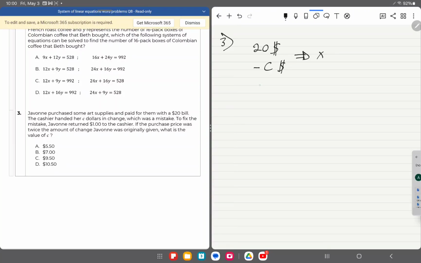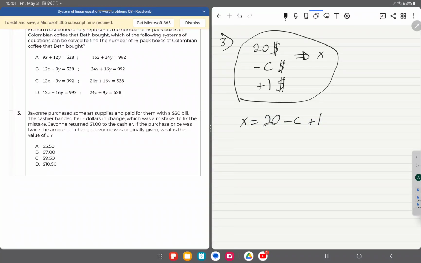But to fix the mistake, Jovan returned $1 to the cashier. So this is my first equation: X is equal to 20 minus C plus 1. Now, X is the purchase price, and as we said earlier, it's twice the amount of the change.